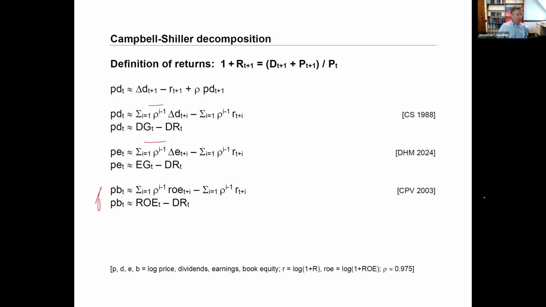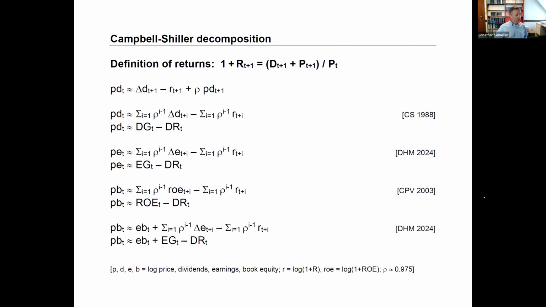And the price to book ratio of Cohen, Polk, and Vuolteenaho is looking more at the level of cash flows or the level of profitability. Okay, so this distinction between levels and growth rates is an important distinction, and that's a big part of what's going on in this paper.